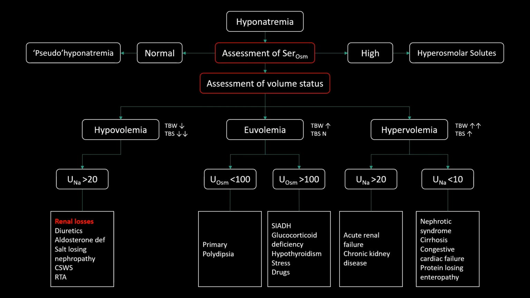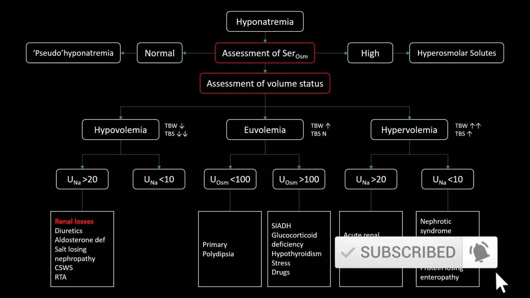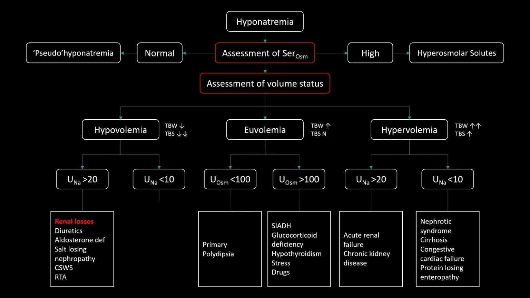On the other hand, if the urinary sodium is less than 10, that means extrarenal loss is happening, and as a compensation the kidney is trying to retain the sodium. So the extrarenal causes were vomiting, diarrhea, and third space loss. This is the approach to hyponatremia in a child.